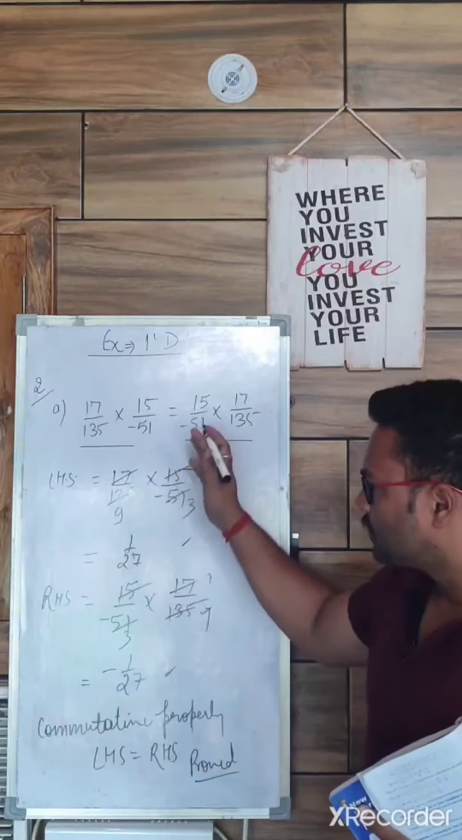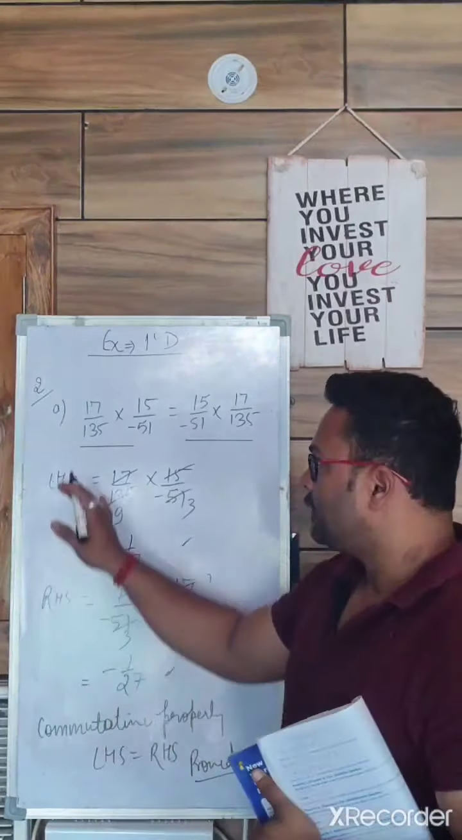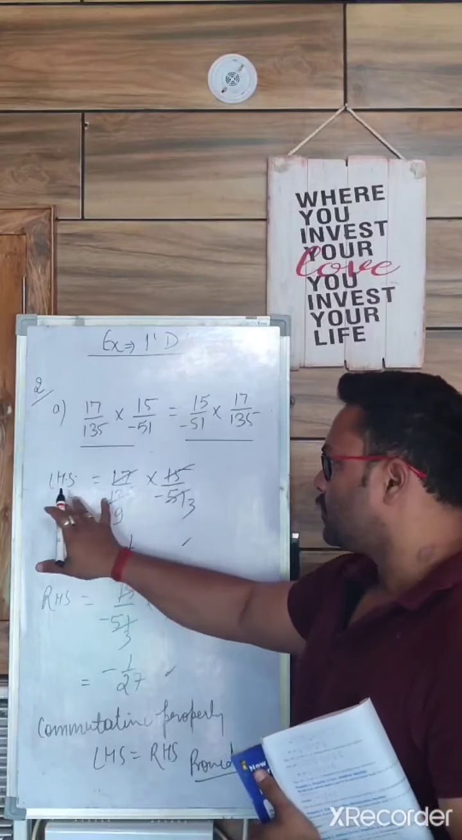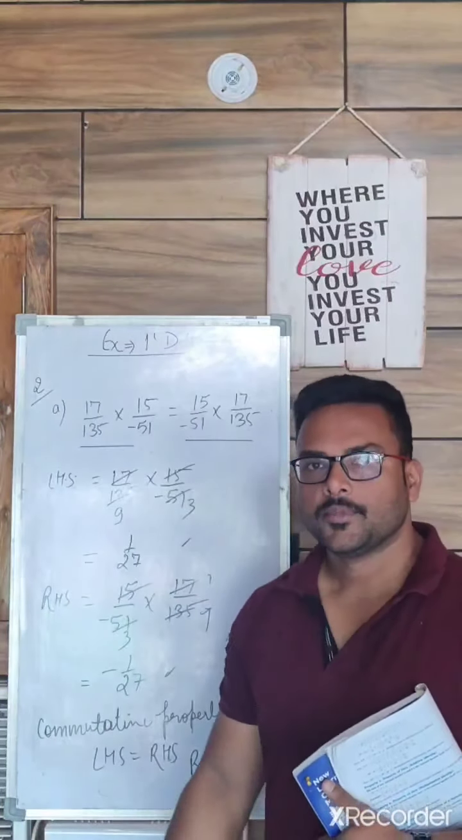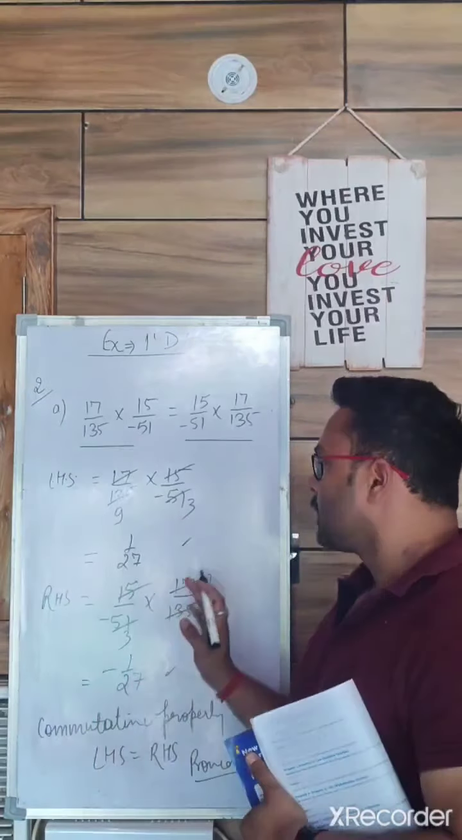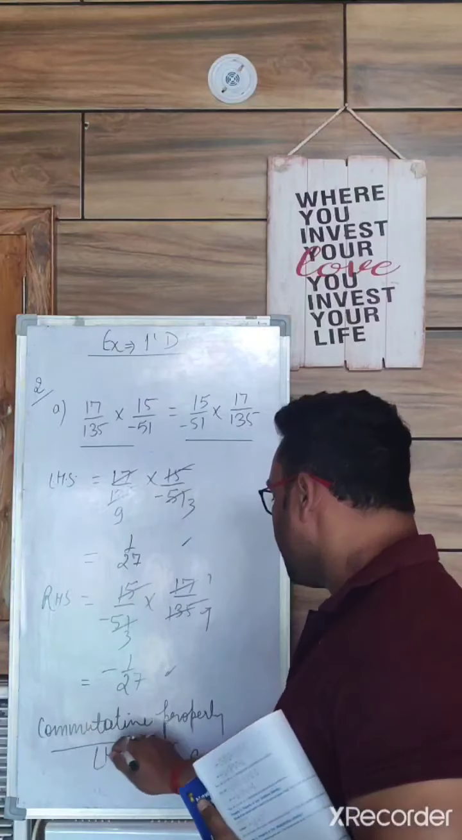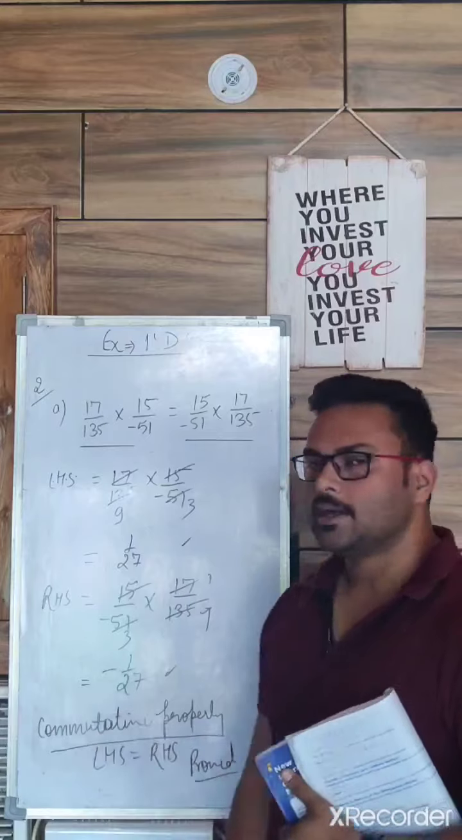Proved. Okay. So this way you have to solve. You have to verify. You have to clear it. So by taking LHS and RHS, you have to solve the equations given and you have to write the name of the property used. So it is commutative property.